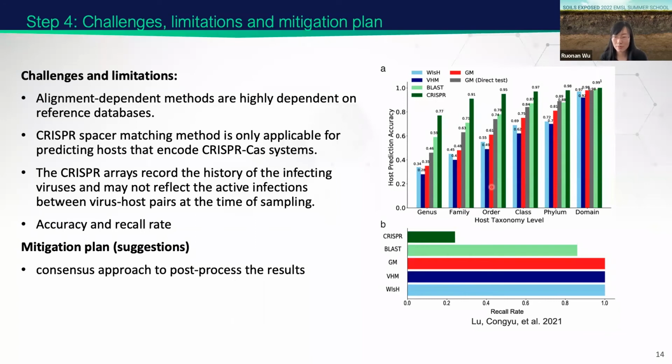But the CRISPR spacer based method, shown in the darker green bar, can predict the host with pretty good accuracy along all the taxonomic levels, ranging from 0.77 to 1. However, it only predicts the host for less than a quarter of the viruses, as shown in panel B about the recall rate. So this comparison suggests that tools using different methods could be used in a complementary way. I would suggest running tools that implement different methods and applying a consensus approach to post-process your host prediction results.